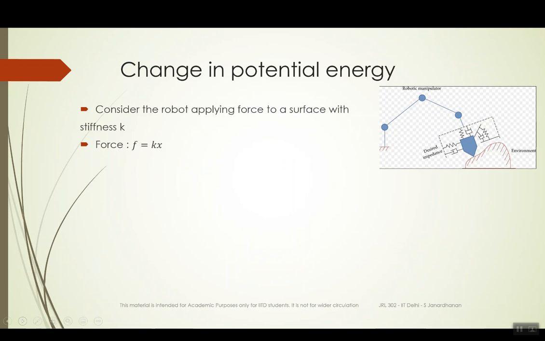Let's take one particular case and try to understand what happens here. Let's say that there is a robot applying some force to a surface, and this surface is stiff. It has some stiffness k. So the force being applied is going to cause some amount of deflection, and the force and the deflection are related by F = kx.